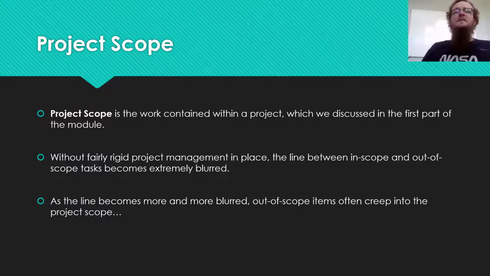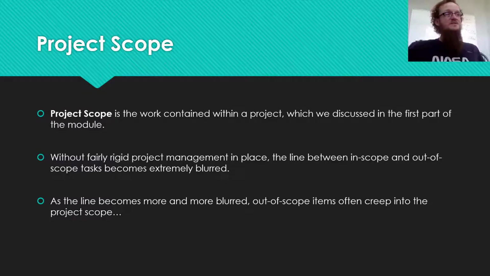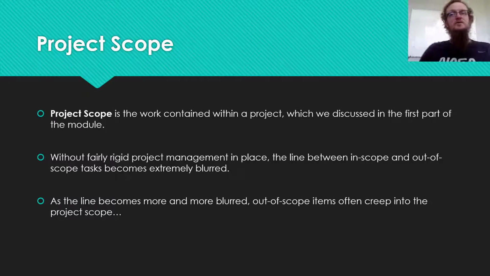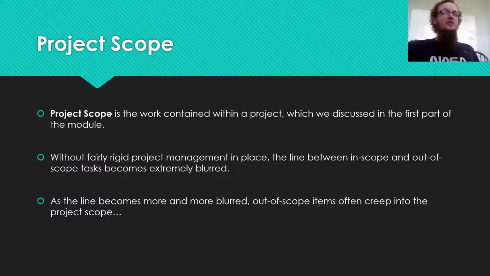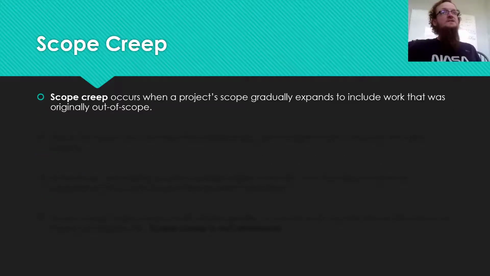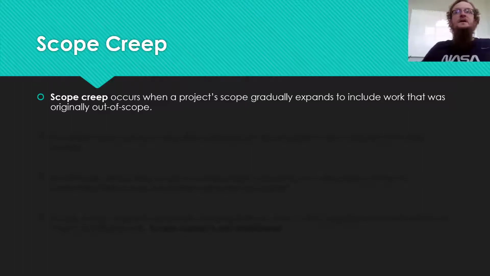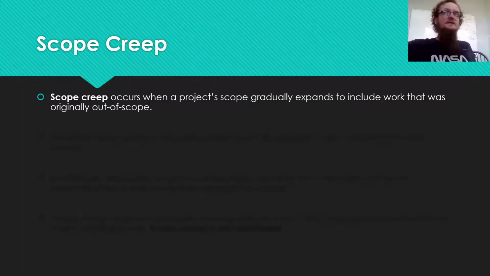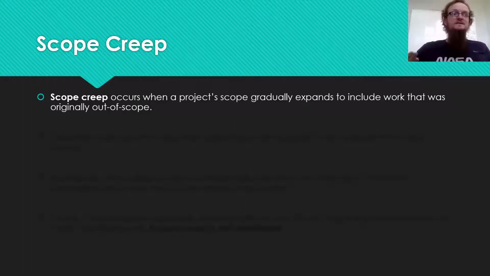The most common thing to happen to a software project that makes it go over budget is that the lines between what is in scope and what is out of scope become very blurred, and out of scope items creep into project scope. You have probably heard this referred to as scope creep, which is one of the things that we talk about here. Scope creep happens when the project scope itself gradually expands to include work that wasn't originally discussed.